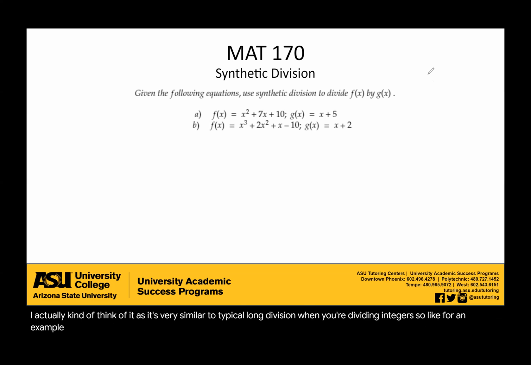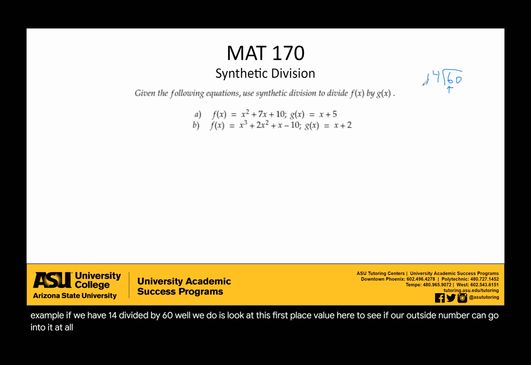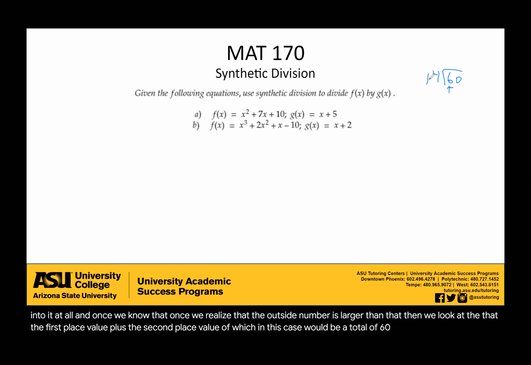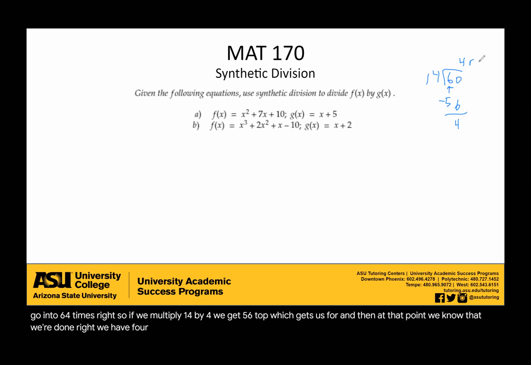For example, if we have 14 divided into 60, we look at the first place value to see if our outside number can go into it at all. Once we realize the outside number is larger, we look at the first place value plus the second place value, which in this case is 60. 14 can go into 60 4 times. If we multiply 14 by 4, we get 56. Then we subtract that from the top, which gets us 4. At that point we know that we're done. We have 4 and then a remainder of 4.